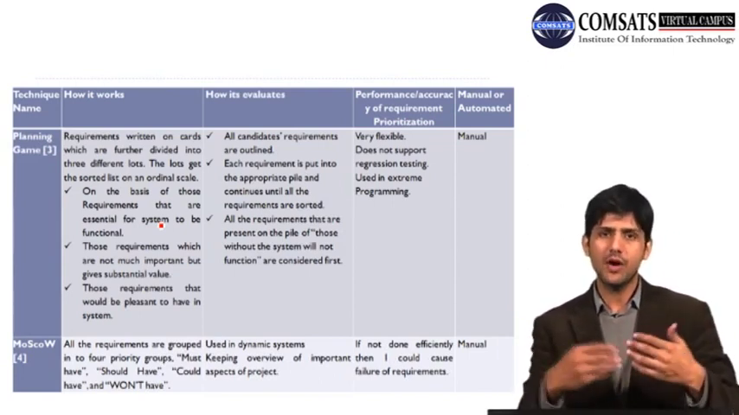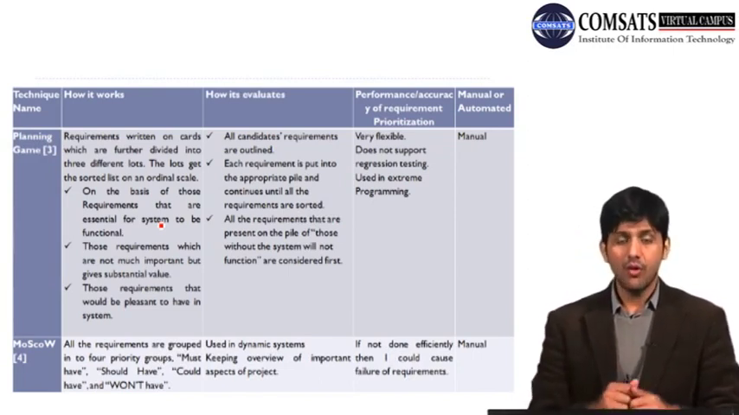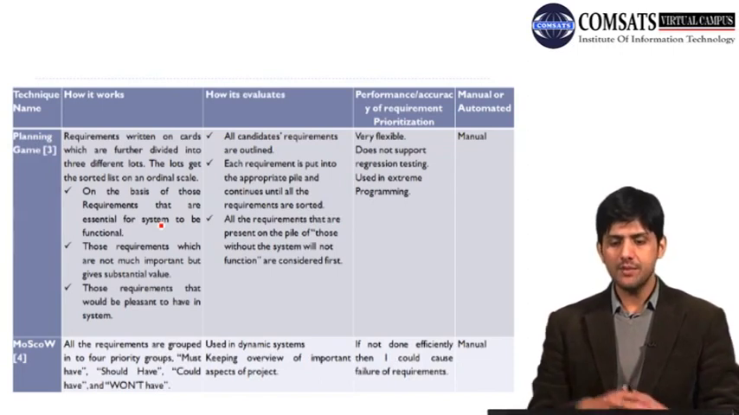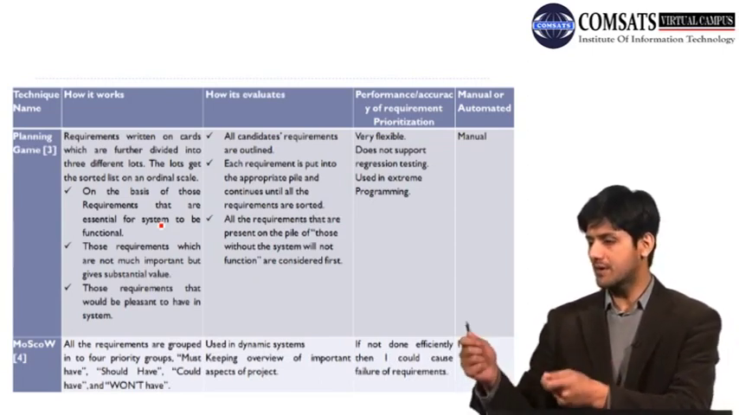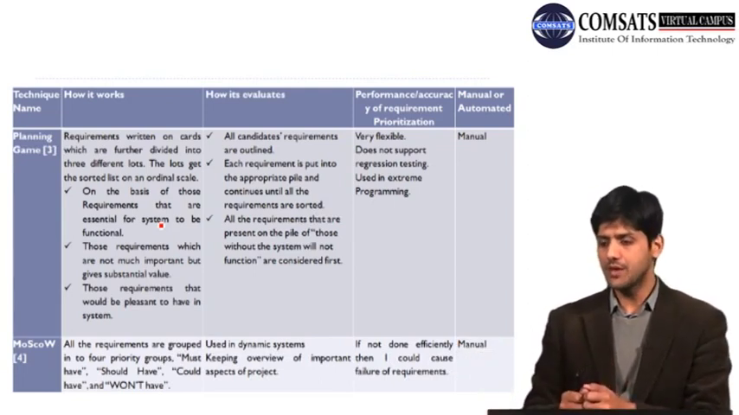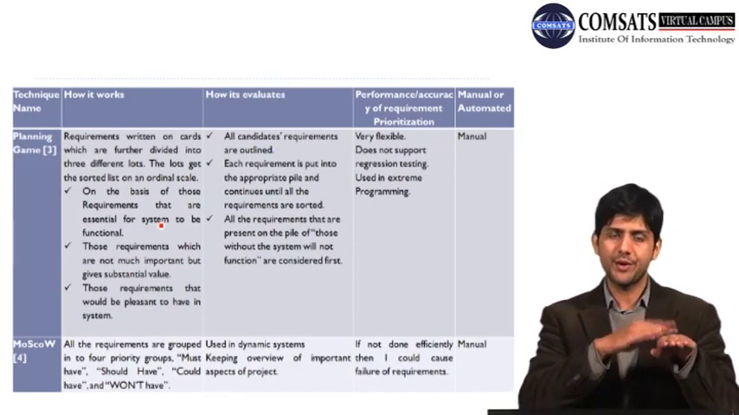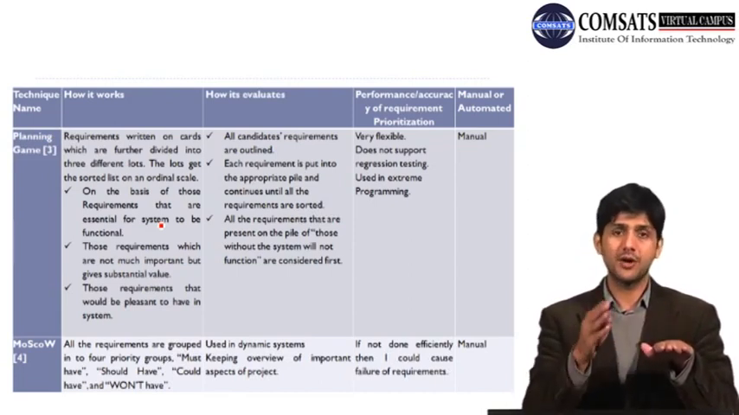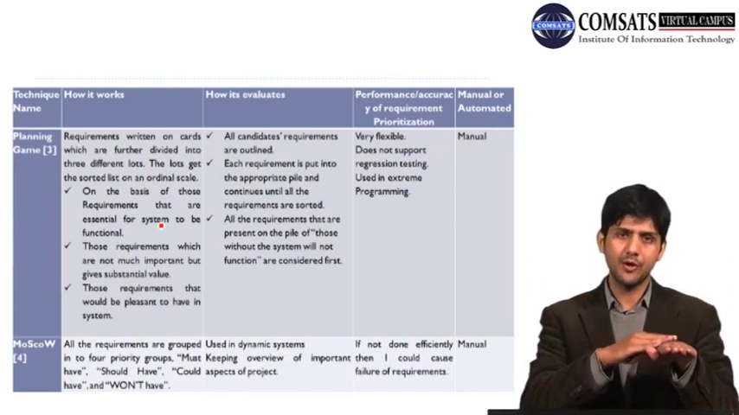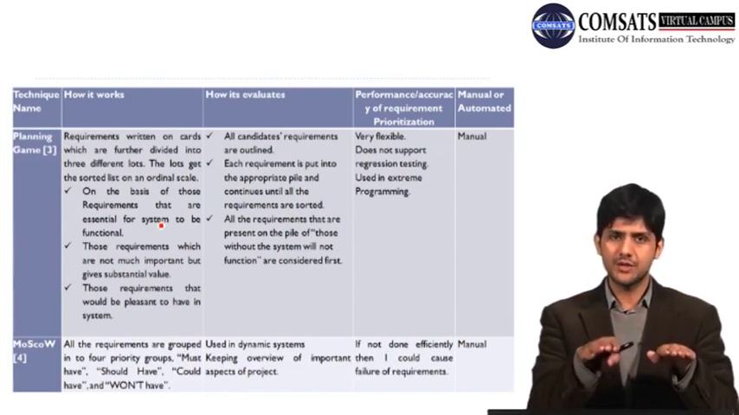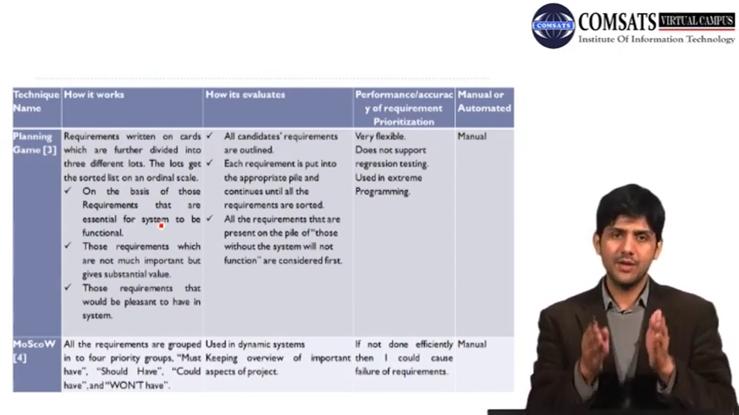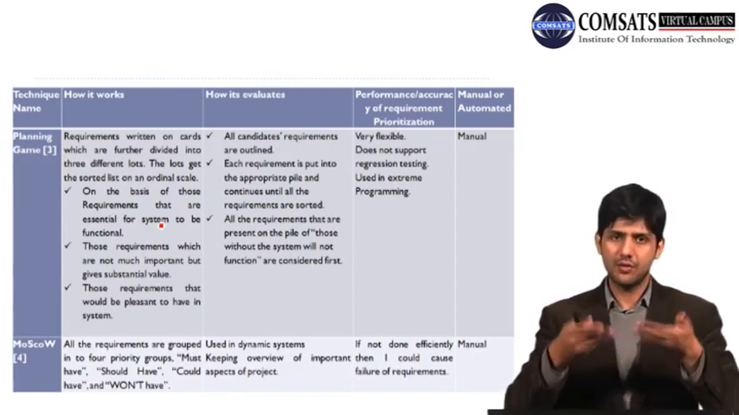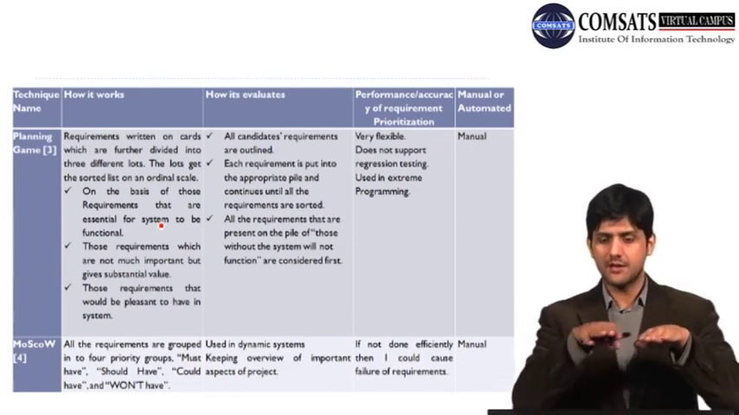So we sort the requirements into 3 different piles. All the candidate requirements are outlined, and each requirement is put into the appropriate pile until all the requirements are sorted. Let's imagine each requirement is written on a piece of card, and we make different piles. This pile is of the most important requirements, the features without which the product cannot function. The customer wishes go here. And for the important requirements, we can decide in which order they should be done, so we make another pile of them.